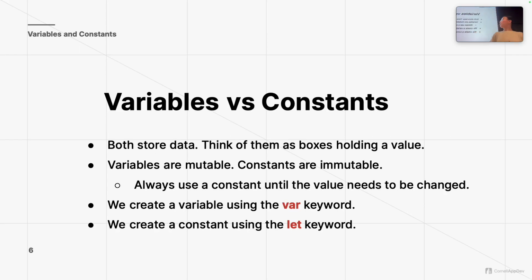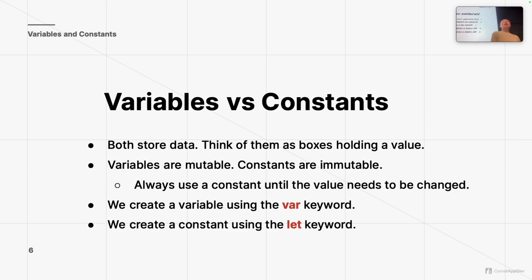So firstly, variables and constants are both made to store data. You can think of them as boxes holding a value. The very distinct difference between these two concepts is that you're able to change what you define as a variable. On the other hand, constants are immutable, meaning that whatever you define as a constant, you're not able to change.